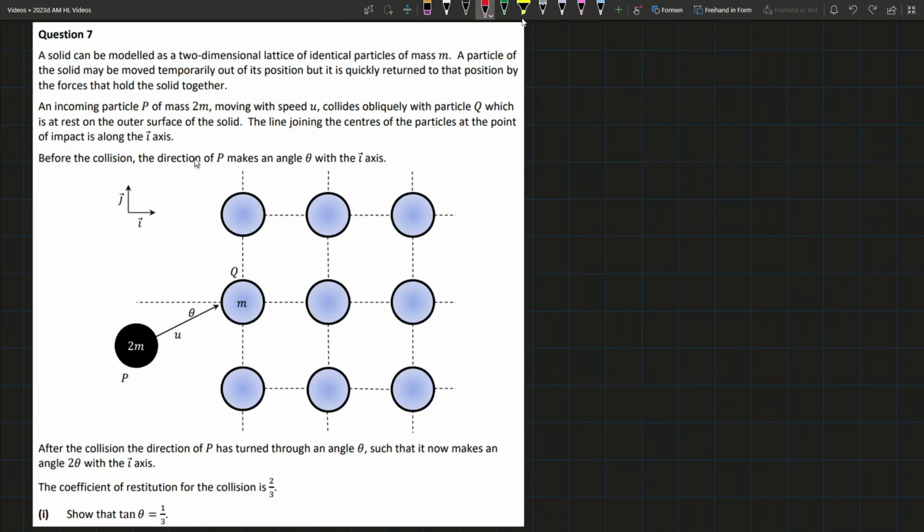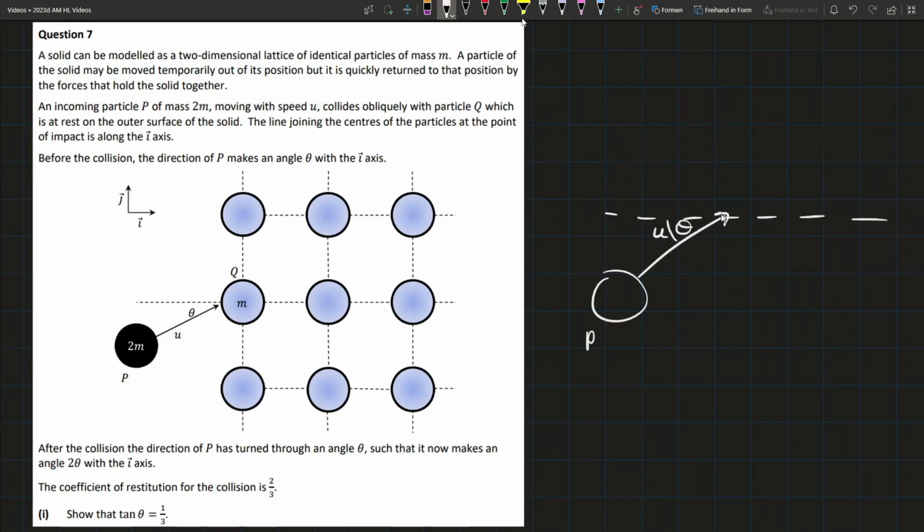And before the collision, the direction of P makes an angle theta with the i-axis. And then afterwards, it's turned through an angle of theta such that it makes an angle of 2 theta. And the coefficient of restitution is 2/3. So basically what that means is if we have P here, I'll draw a little diagram to help visualize it. We have P, and it's moving here with velocity u. And we have the i-axis here. And this angle here is theta.